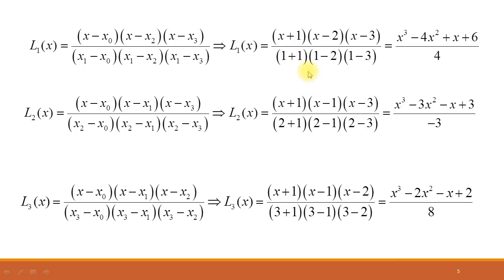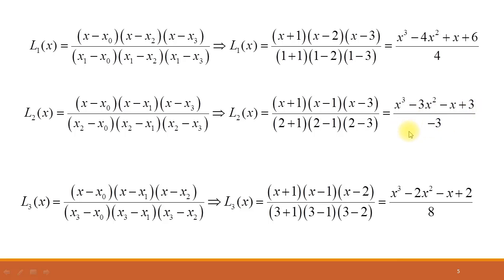This is the value of x1 and this is the value of x0. The value of x0 is minus 1, so x minus minus 1 is x plus 1, and the value of x1 is 1, so x minus 1, and the value of x3 is 3, so x minus 3. Now this is the value of x2. The value of x2 is 2, so 2 minus minus 1 is 2 plus 1, and 2 minus 1, 2 minus 3. Now after simplifications we obtain L2 is equal to x cube minus 3x square minus x plus 3 divided by minus 3.